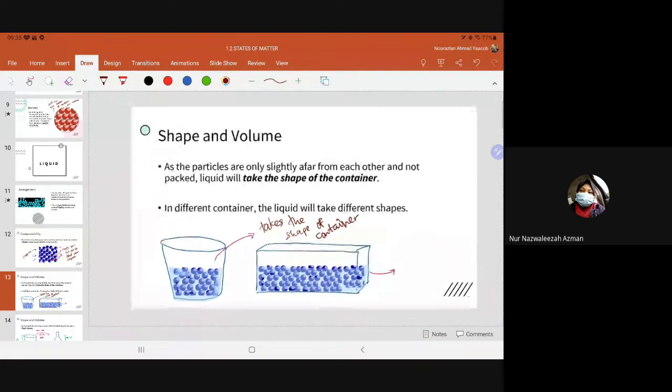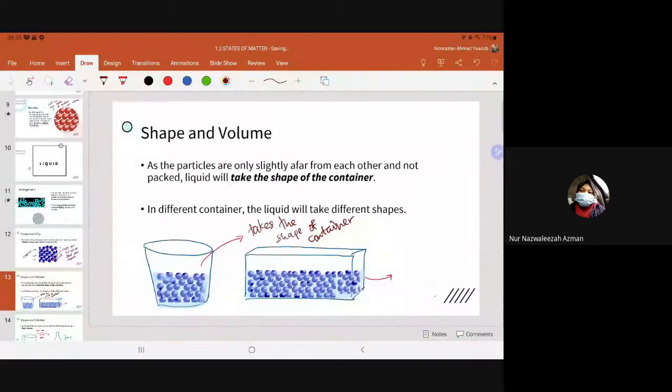Okay. And then kalau kita tengok yang ini, ini dalam bentuk cawan, ini kita masukkan dalam bentuk kotak yang bentuk cuboid, so daripada bentuk cawan ni dia akan ambil bentuk cuboid. Kalau air, kita letak air dalam cawan, dia akan ambil bentuk cawan, kita letak dalam mangkuk, dia akan ambil bentuk mangkuk. Kita letak dalam botol berbentuk bintang, dia akan bentuk bintang lah, okay, sebab dia akan fill up the space, tapi volume dia tetap sama lah. Okay, volume dia tetap sama.